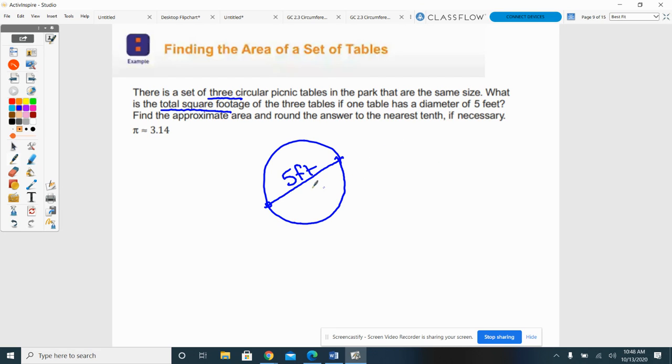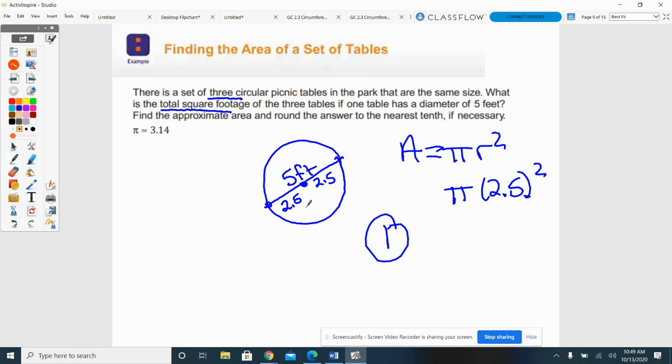Well, I need the radius if I'm talking about area. So area is pi r squared. So if the diameter is 5, I can cut that in half and I can get the radius is going to be 2.5. So pi times 2.5 squared. That is for one picnic table. I'll type it in my calculator, 3.14 times 2.5 squared, or times 2.5 times 2.5, and I get 19.625.